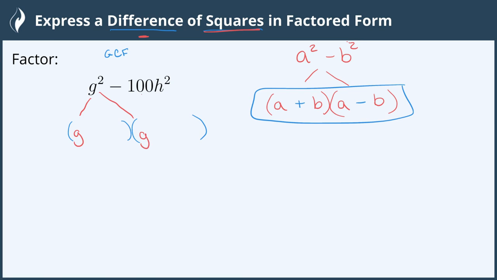Then we will square root the second term. The square root of 100 is 10, and the square root of h squared is h. So the second term of both binomials is 10h. Then we fill it in with an addition and a subtraction sign. We've now factored our difference of squares, and we're all done.